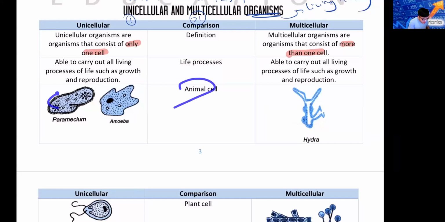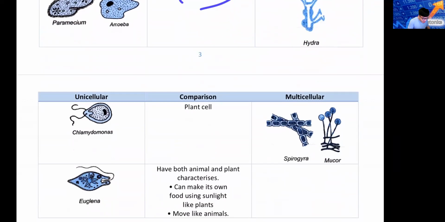So why do we call them animal? Because they can move. That's the thing about animals, they can move. This paramecium can just swim around. They can move, and second, they don't have chlorophyll. They can't do photosynthesis. That's why we call them animal cells. How about plant cells? Among plant cells in unicellular, you have something called Chlamydomonas.